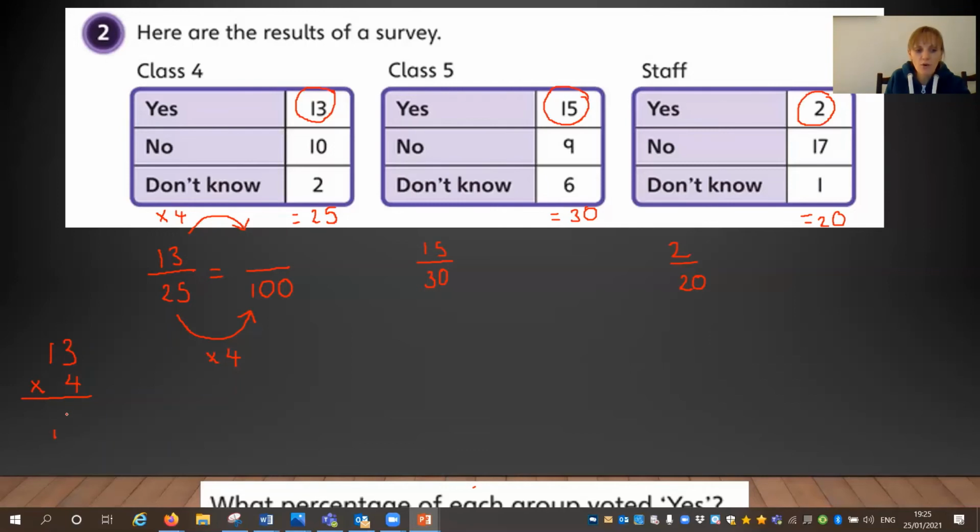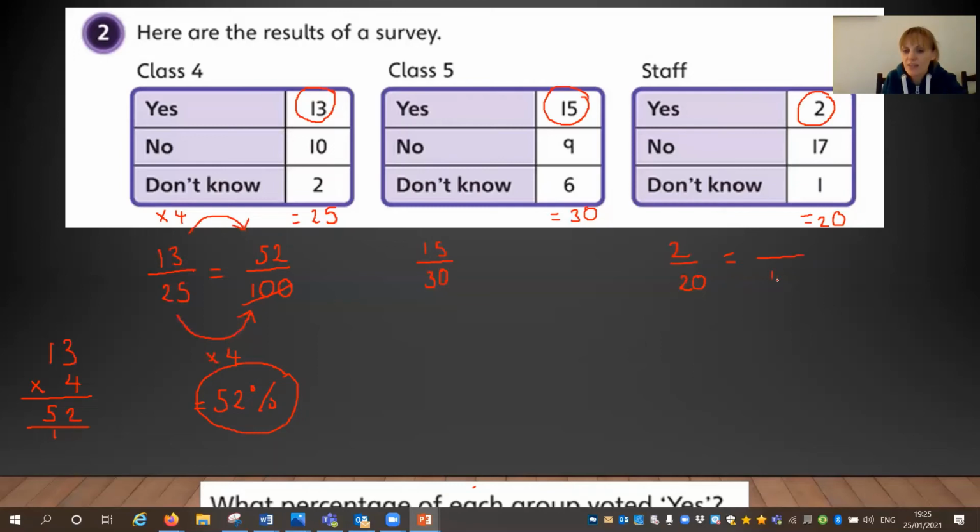So 3 times 4 is 12, 4 times 4, 1 is 4, add 1 more is 5. So that makes 13 times 4 equal 52. So that makes this one 52 out of 100. Now, because we've got 52 out of 100, we can get rid of our denominator, and class 4, 52% of people said yes.